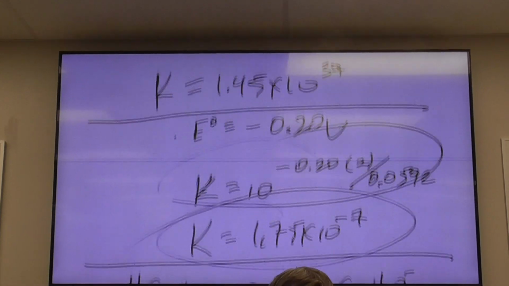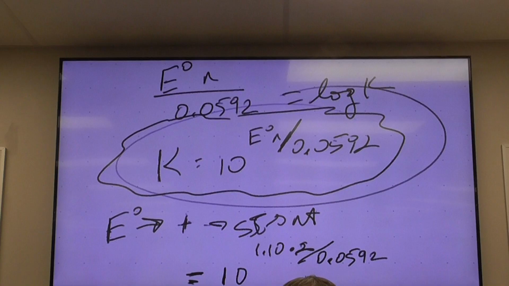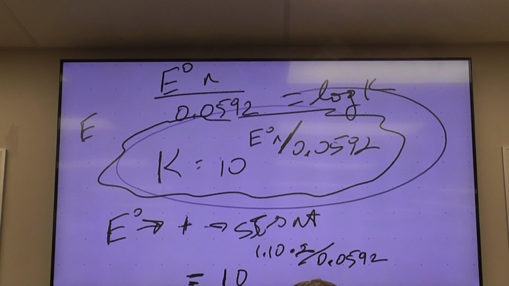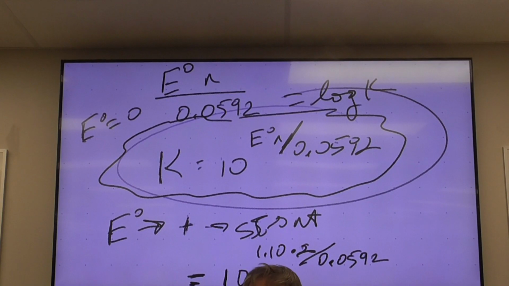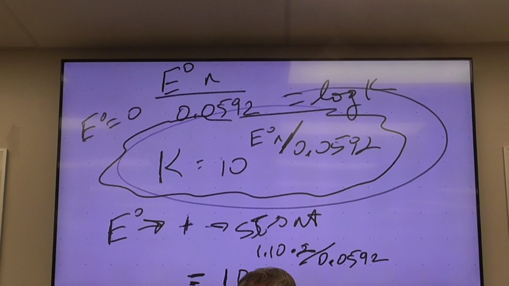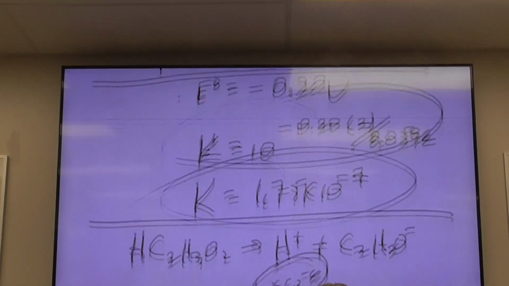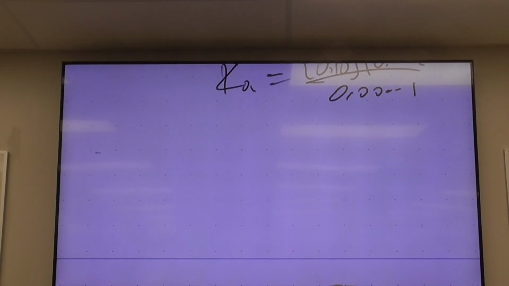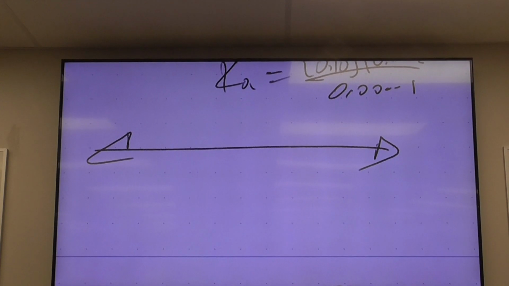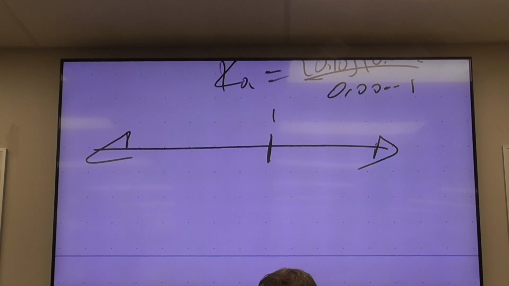Now, what if you calculate the battery and E naught equals 0? K would equal 1. So 1 is your break point. When you're looking at K values, they have a break point not of 0, but of 1.